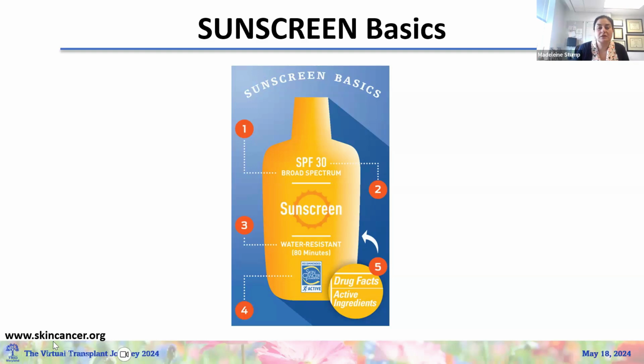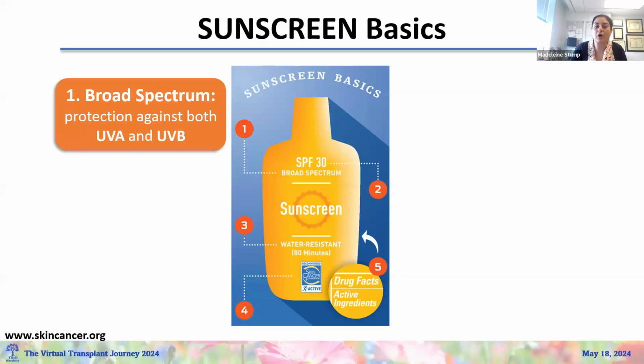The suncancer.org website has extensive and extremely helpful information. I really recommend, if you guys have questions and you're looking for recommendations, they are a fantastic source. So what does broad spectrum mean? Broad spectrum means that there's protection against both UVA and UVB type of radiation.